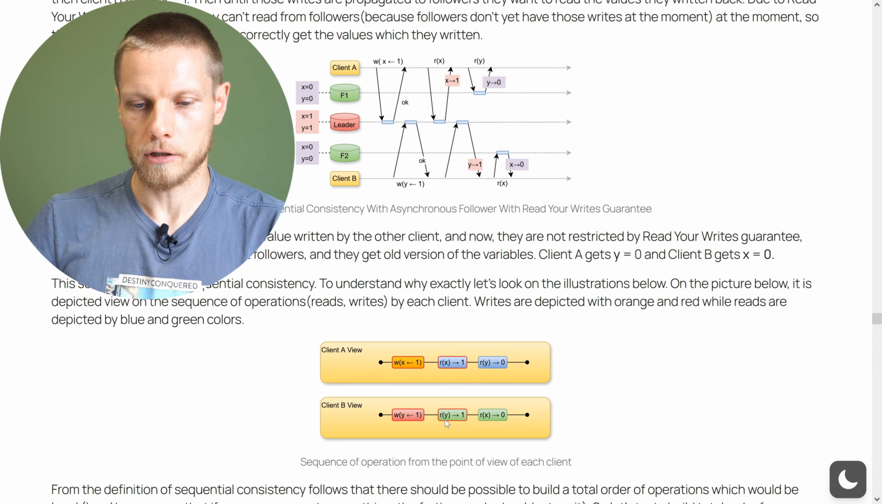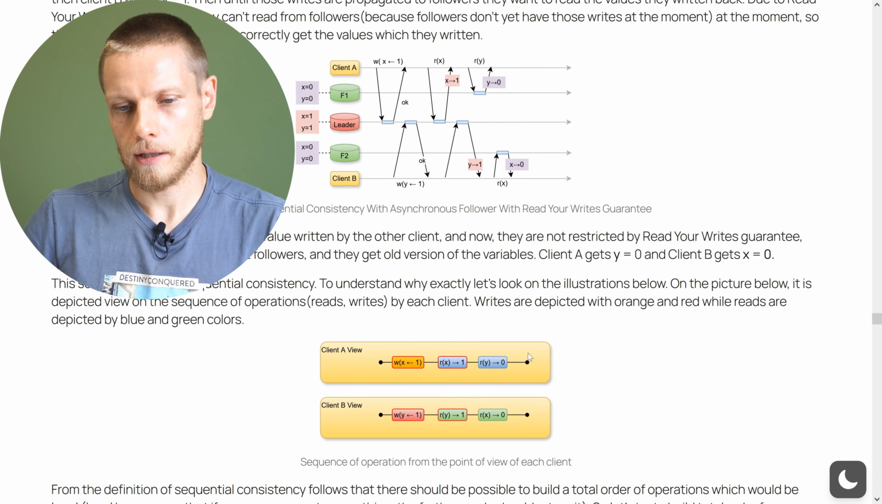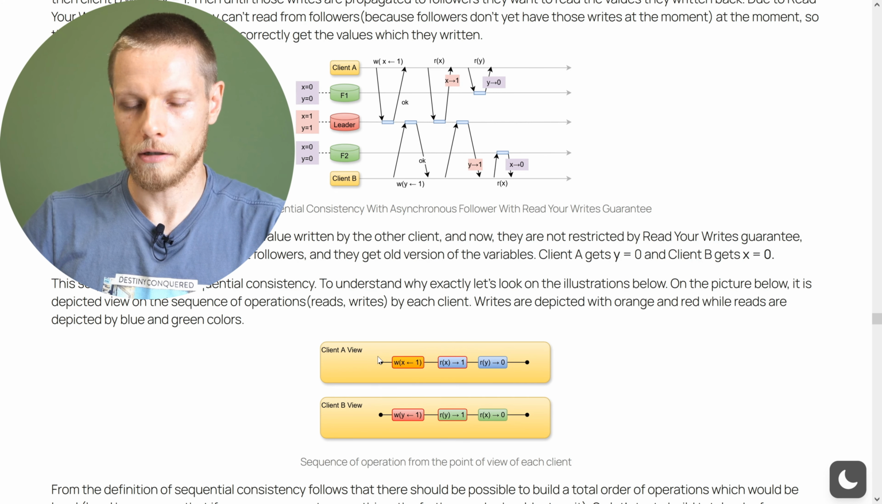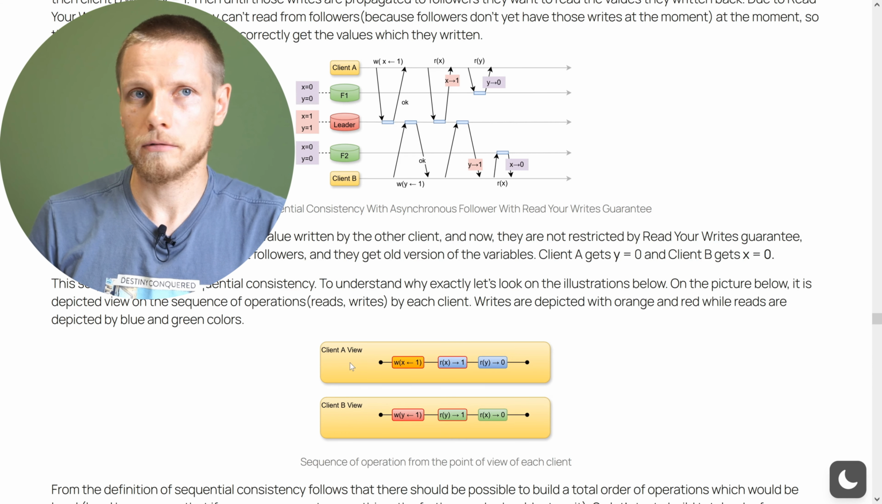On the first read it got Y equals 1, and on the next read it got X equals 0. So if we look at the view of each client separately, then it looks to be okay. Basically we wrote something, we got it back, and then we made some read and got some value back. So each client would not see any specific problem.